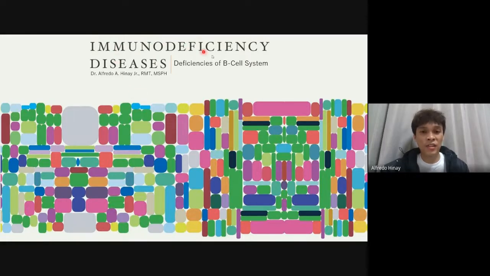So in this video lecture, since it is the B cell that we are discussing, then we know that the B cell will progress and mature to plasma cells, and plasma cells will release antibodies. Then therefore, your deficiencies of your B cell system is more humoral.